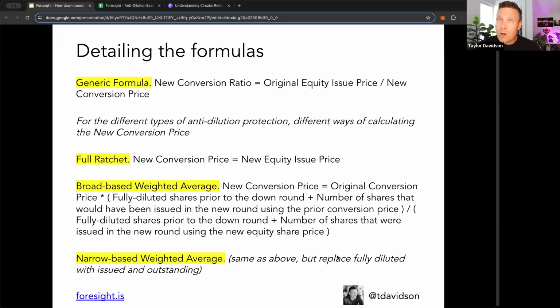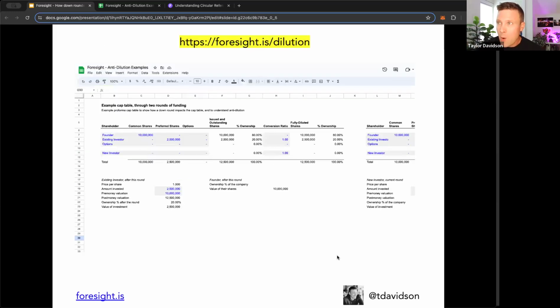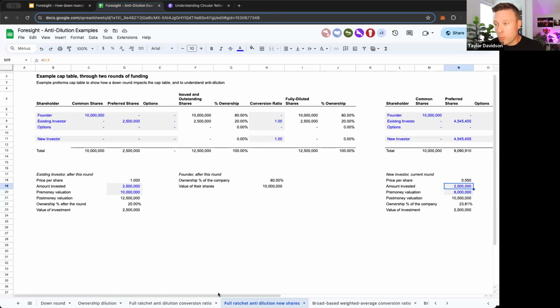I'll go through the formula in the spreadsheet, but the basic idea is that you want to reprice it as if you get some of the protection from the previous round. That's why you have this formula which says, hey, the new conversion price is the original conversion price times something plus something divided by something plus something. And it's basically the difference between the number of shares you would have gotten in the new round using the prior price and the number of shares issued in the new round at the new price. And that's a factor of a difference we use to calculate what the actual weighted average protection is. But rather than go through the formula in theory, I think it's a lot more valuable to go through it in practice. So I'm going to open up the actual spreadsheet here.